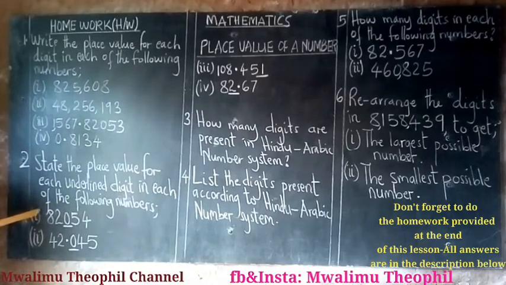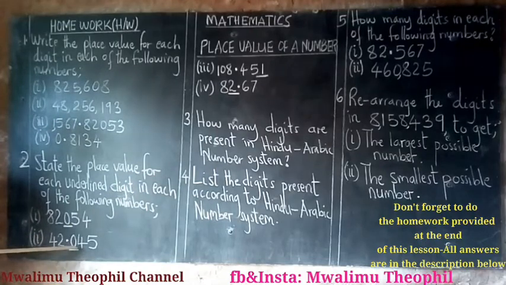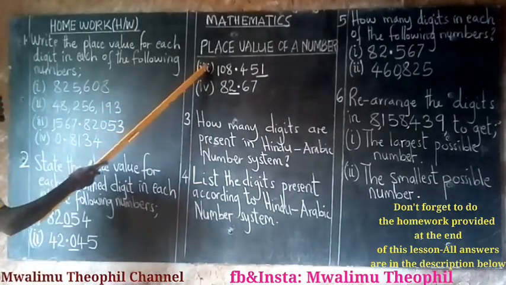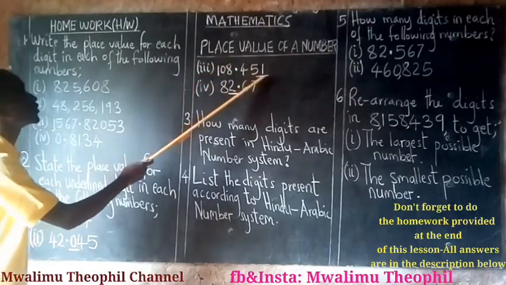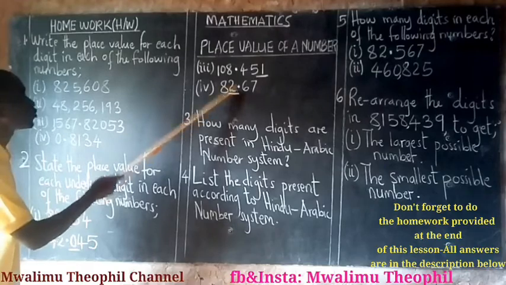Our second question, state the place value for each underlined digit in each of the following numbers. In the first number, the underlined digit is 0. In the second number, the underlined digit is 0. In the third number, the underlined digit is 1. In the fourth number, the underlined digit is 2.